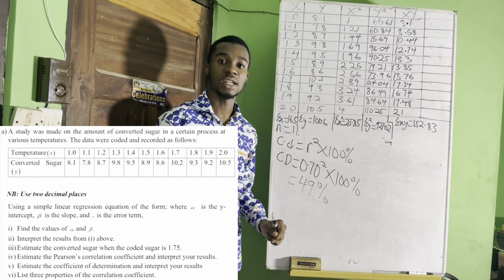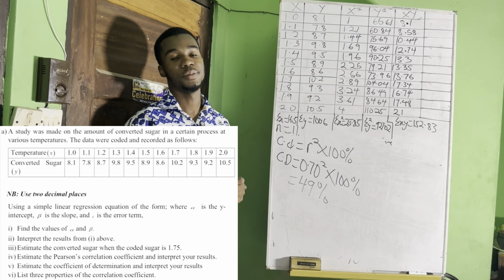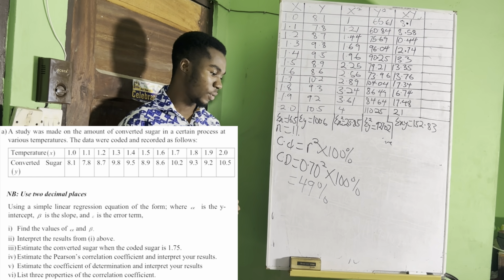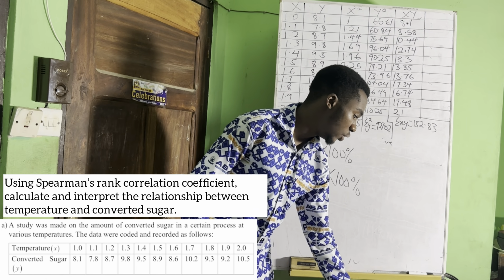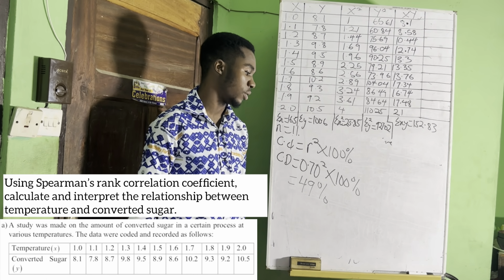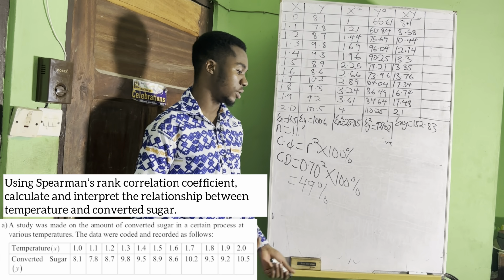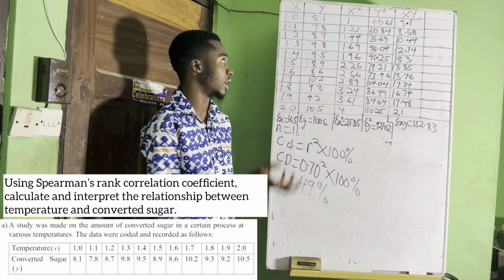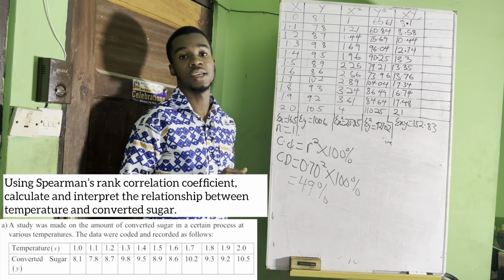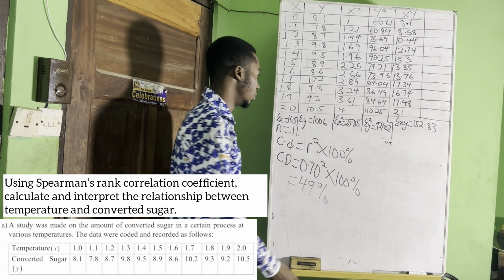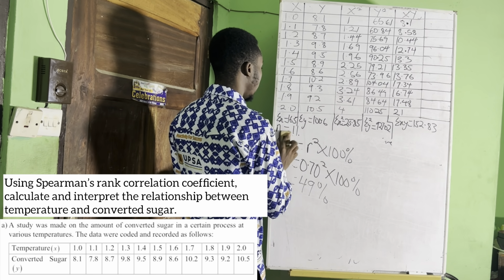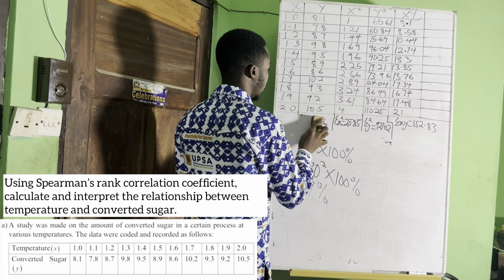Now, I also mentioned that they can also give you Spearman's rank correlation, you get it. So they can ask you a question like, that's under this same thing. Using Spearman's rank correlation coefficients, calculate and interpret the relationship between the two variables, which are x and y. So in case you get a question on Spearman's rank correlation coefficient, let me just show you how you do it. So for that one, we can clean this part.